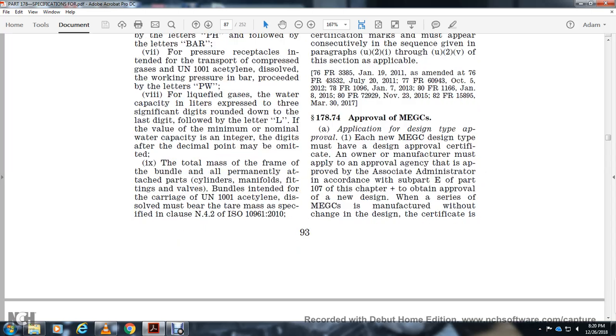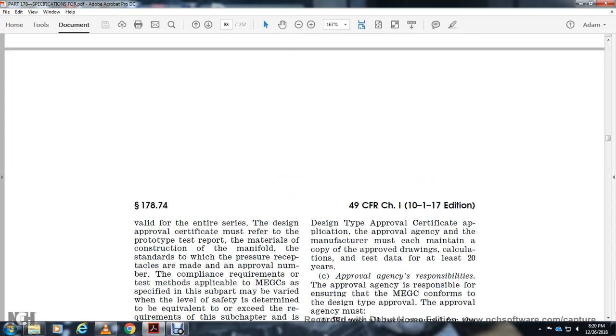without a change of design. The certificate is valid for the entire series of the design. The approval certificate must refer to the prototype test report, the material for the construction of the manifold with the same pressure receptacles, and the approval numbers, complying with the requirements of the test methods for MEGCs.